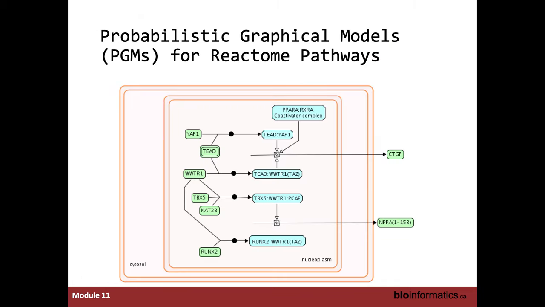The goal here, and we're just going to use this Reactome pathway as an example to ask a series of biological questions, is we have here transcription factors, CTGF and NAPPA, which regulate cell proliferation. They're regulated by these different upstream factors, YAP1, WWTR1, and RUNX2. So by converting the Reactome pathway into a PGM, we can answer questions like, if YAP1 copy number is higher, is CTGF expression upregulated? Or if NAPPA activity is higher, how likely is it that WWTR1 is upregulated, or maybe something else? Maybe RUNX2 is experimentally downregulated.